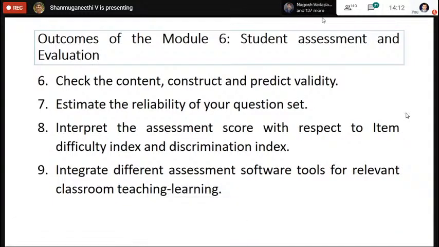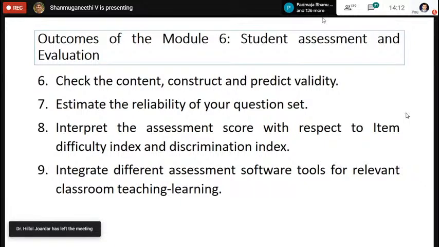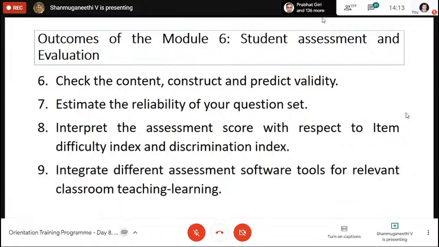Normally it is not. The reason behind this is that we need a wide sample. So we have a part A, a part B, a part C, and the number of questions is more. Then we test and check whether we are getting a reliable score or not. That is what we wanted to discuss: estimating the reliability of your question set, and then interpreting the assessment score.